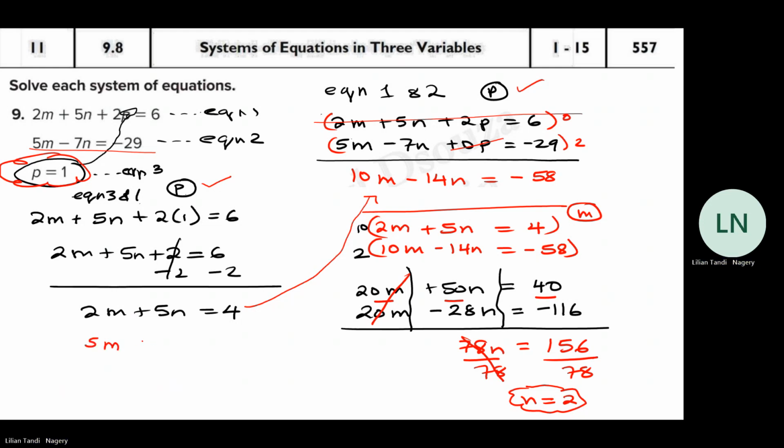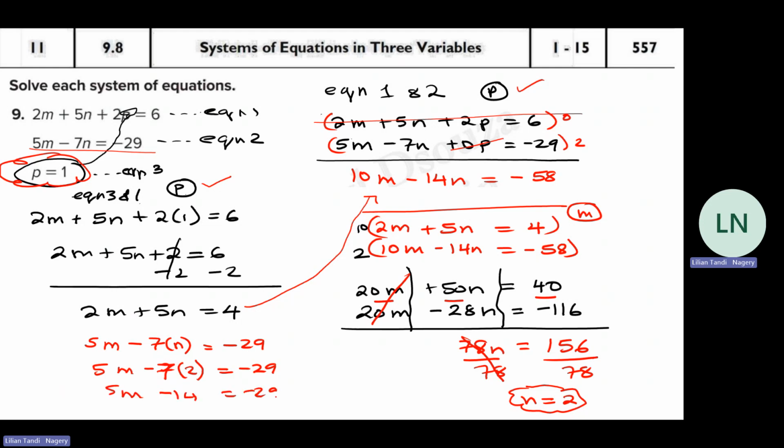5m minus 7n equals negative 29. 5m minus 7 times 2 equals negative 29. 5m minus 14 equals negative 29. Add 14 on both sides. This goes away. 5m equals negative 15. Divide by 5, m is negative 3.